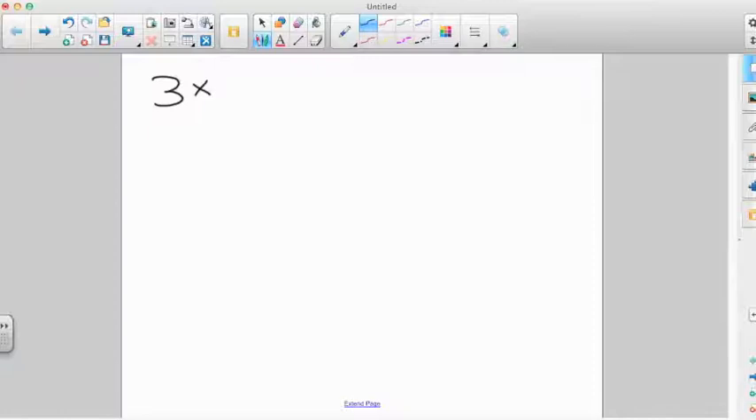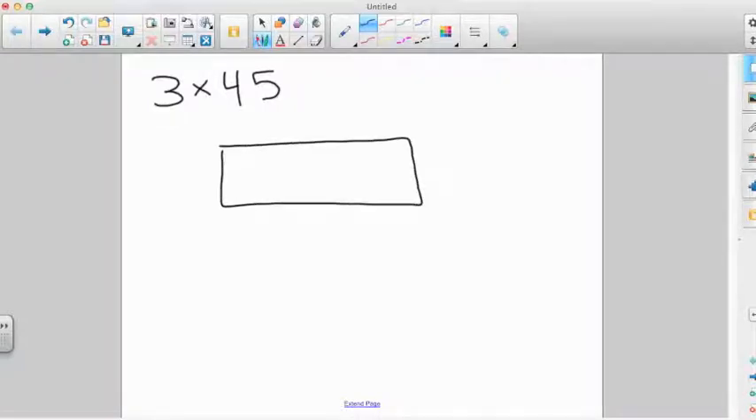Let's get started with our first math problem. Let's multiply 3 times 45. When we do lattice multiplication, it's important that we create a cell. All a cell is, is a big rectangle, or a big block.